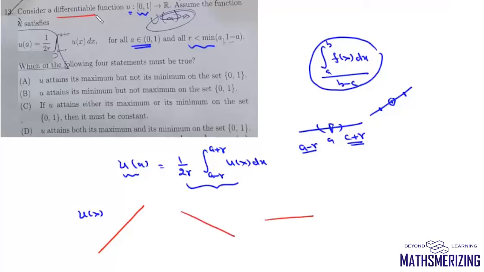Now since it is a differentiable function in the closed interval 0 to 1, it will have a maxima, and it will also have a minima, and the maxima and minima will be at 0 or 1. So in either case, it will attain both its maximum and minimum on the set 0 to 1, and that's your option D.